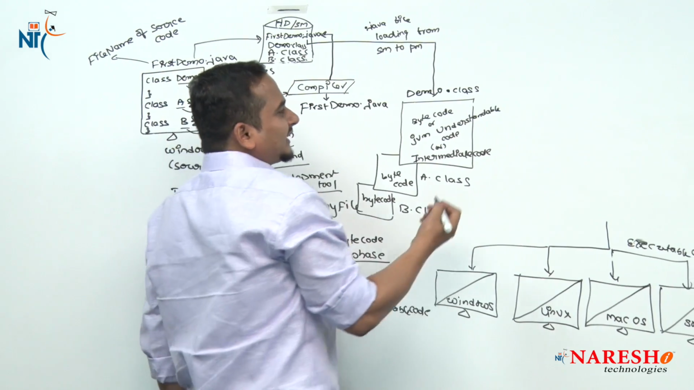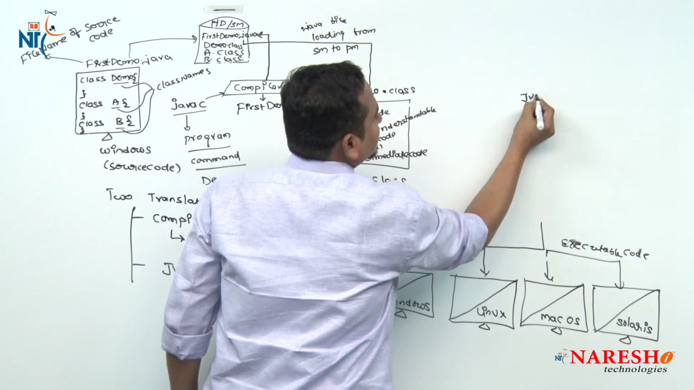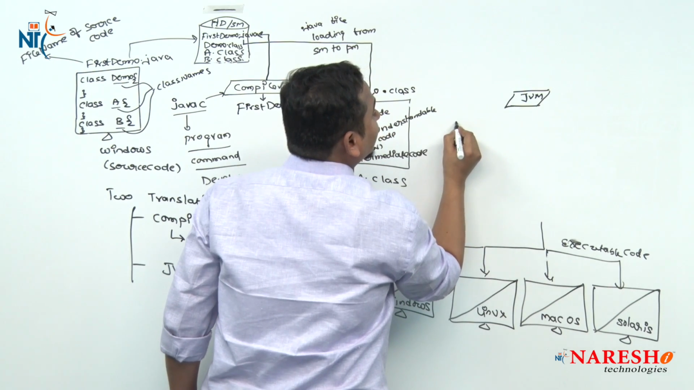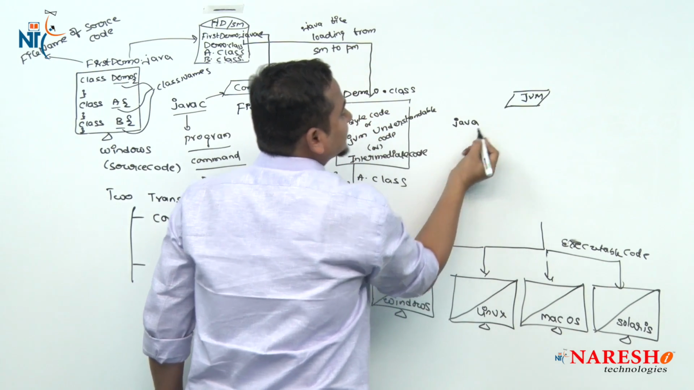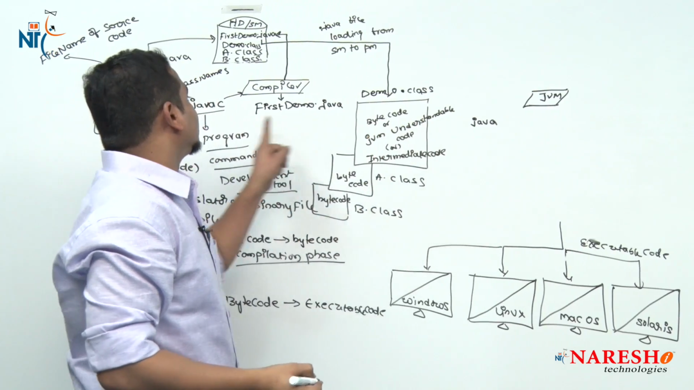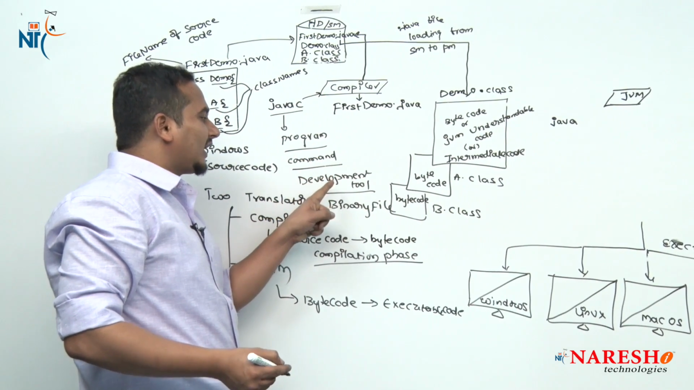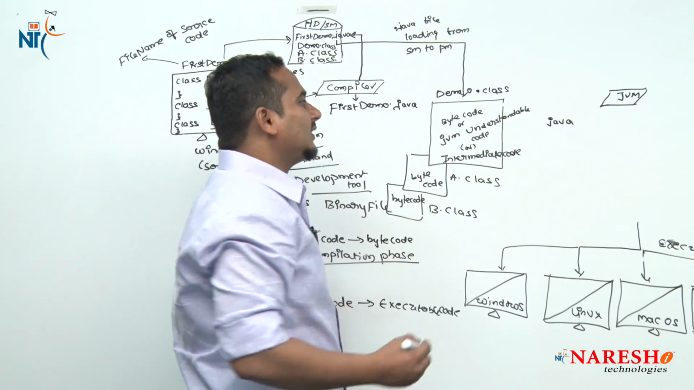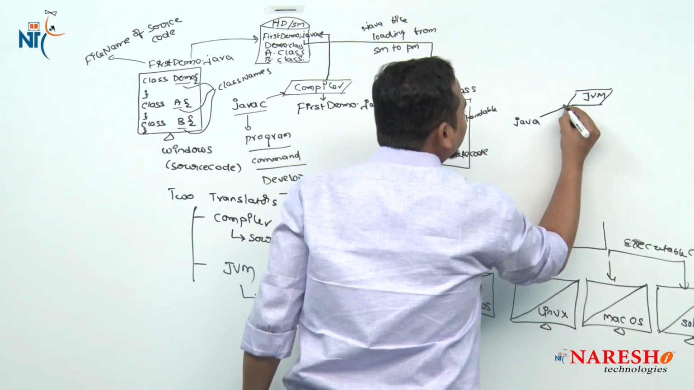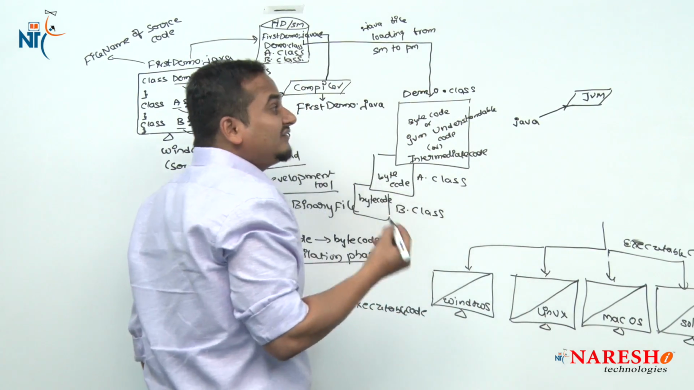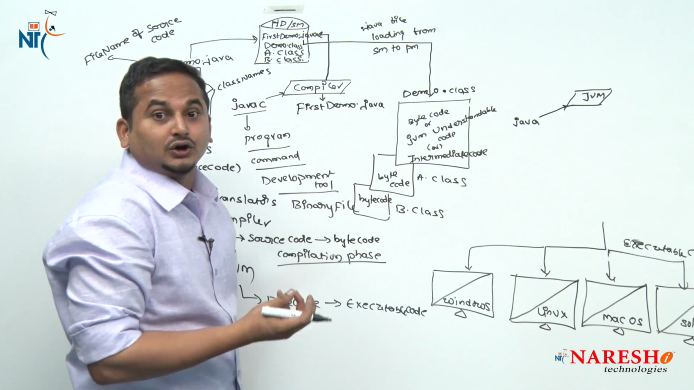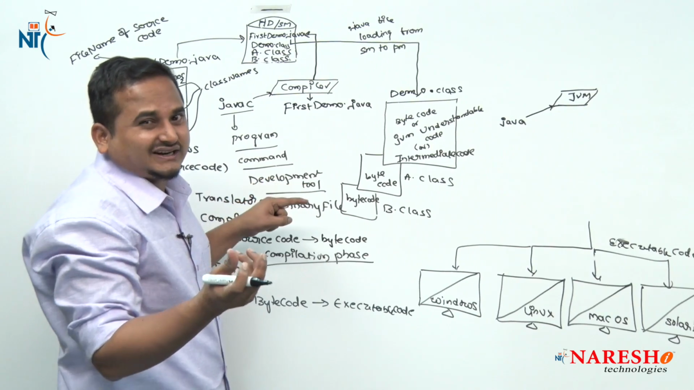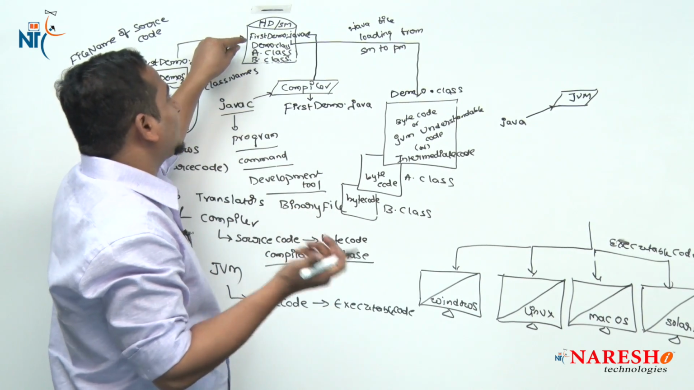Now let me take a JVM. How do we communicate with the JVM software? With the help of java. Again I told you, java is what? A program or command or development tool or binary file. Here java is also the same thing. Now java is going to communicate with the JVM. JVM is going to communicate with bytecode files. Here bytecode files are what? The files which contain bytecode. That is called bytecode files.